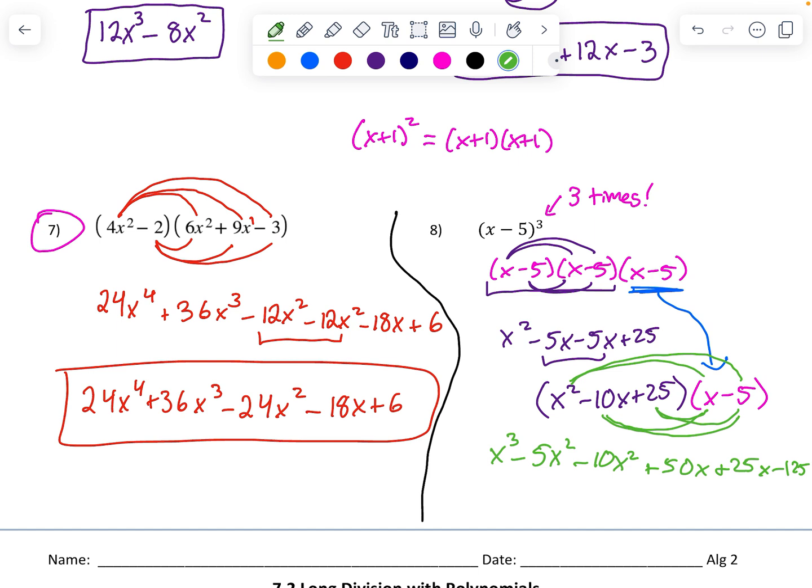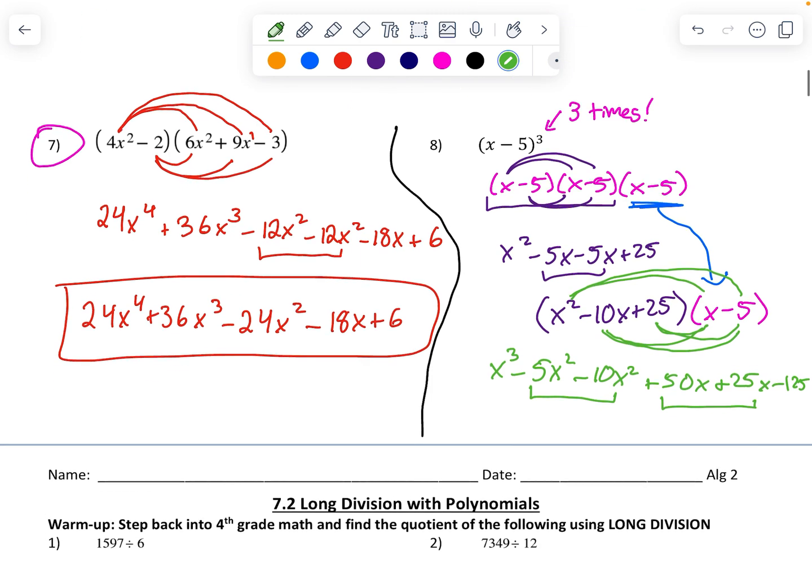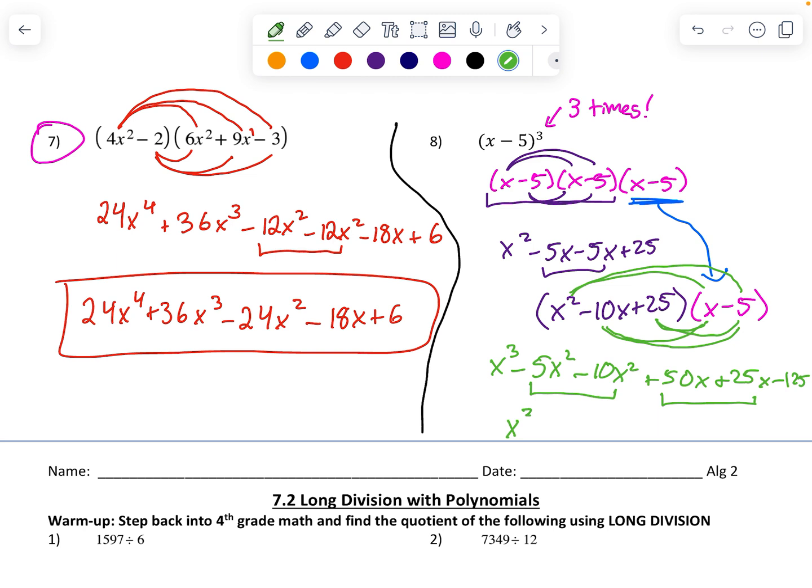Running out of room. Okay, so now we have done all the multiplying we need to, so we just got to combine like terms and make sure it's in standard form. So we can combine these two, we can combine these two. So let's rewrite it one last time. So this will look like x to the 3rd power minus 15x squared plus 75x minus 125. I don't know what I just wrote right there. Minus 125. There we go.